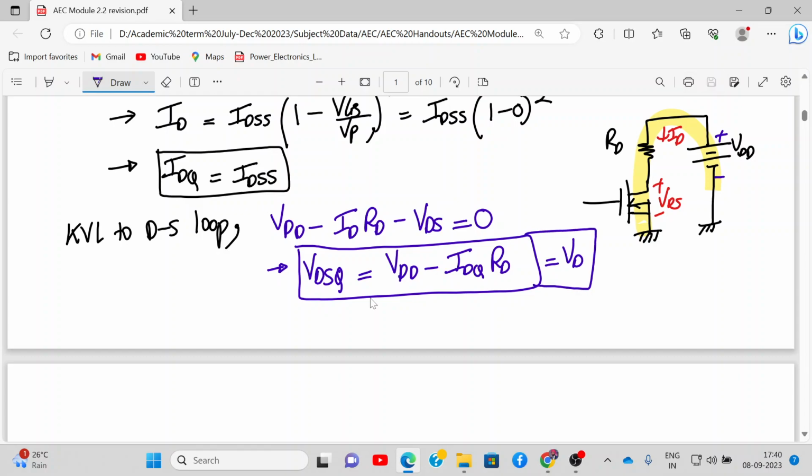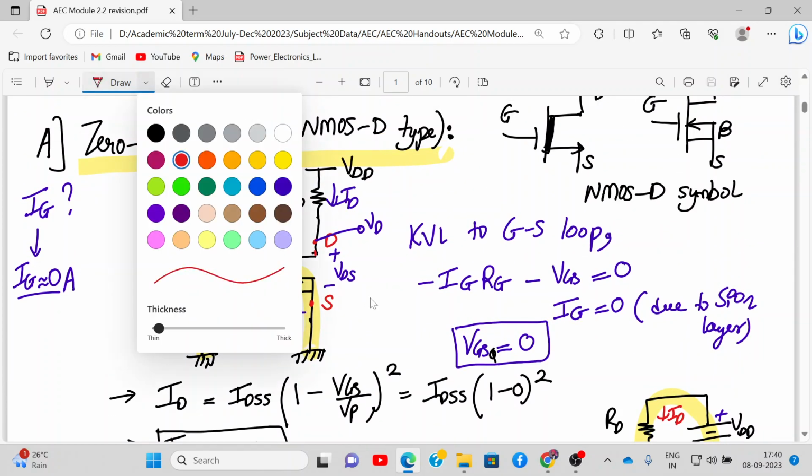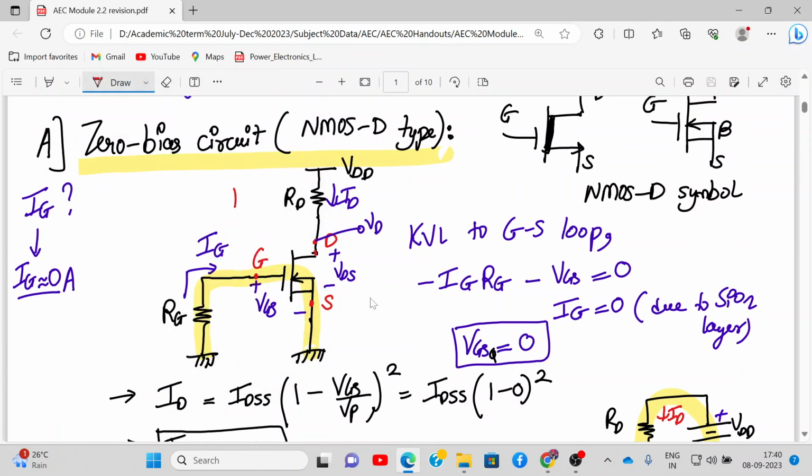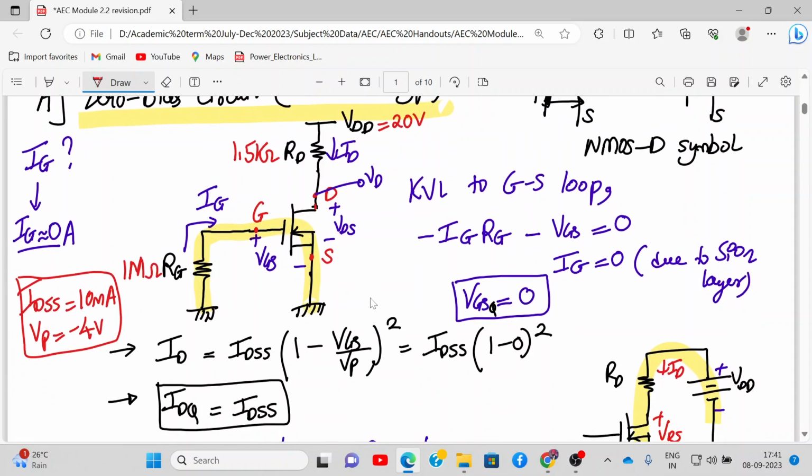So let's solve a numerical on it quickly. Let's say that the values are given. RD value is 1.5 kilo ohm, VDD is 20 volt, RG value is 1 mega ohm, IDSS is 10 milliampere, VP is minus 4 volt. You need to find the Q point and VDSQ.